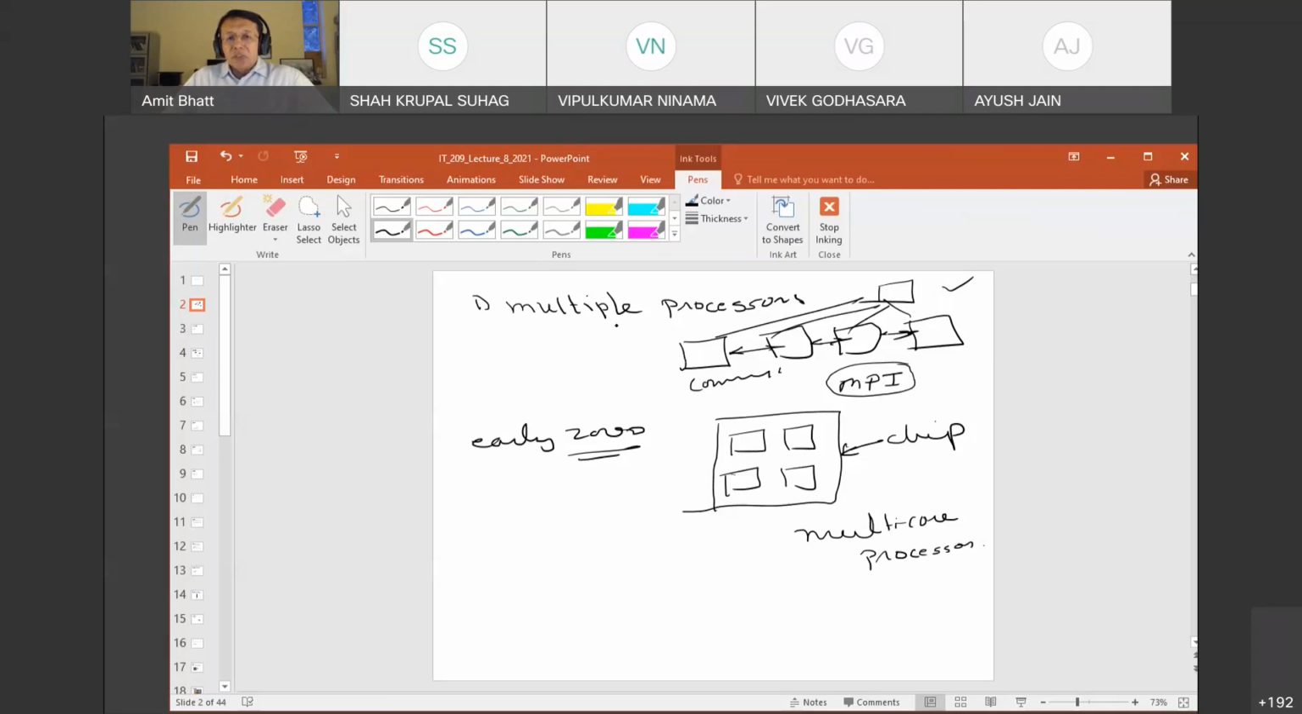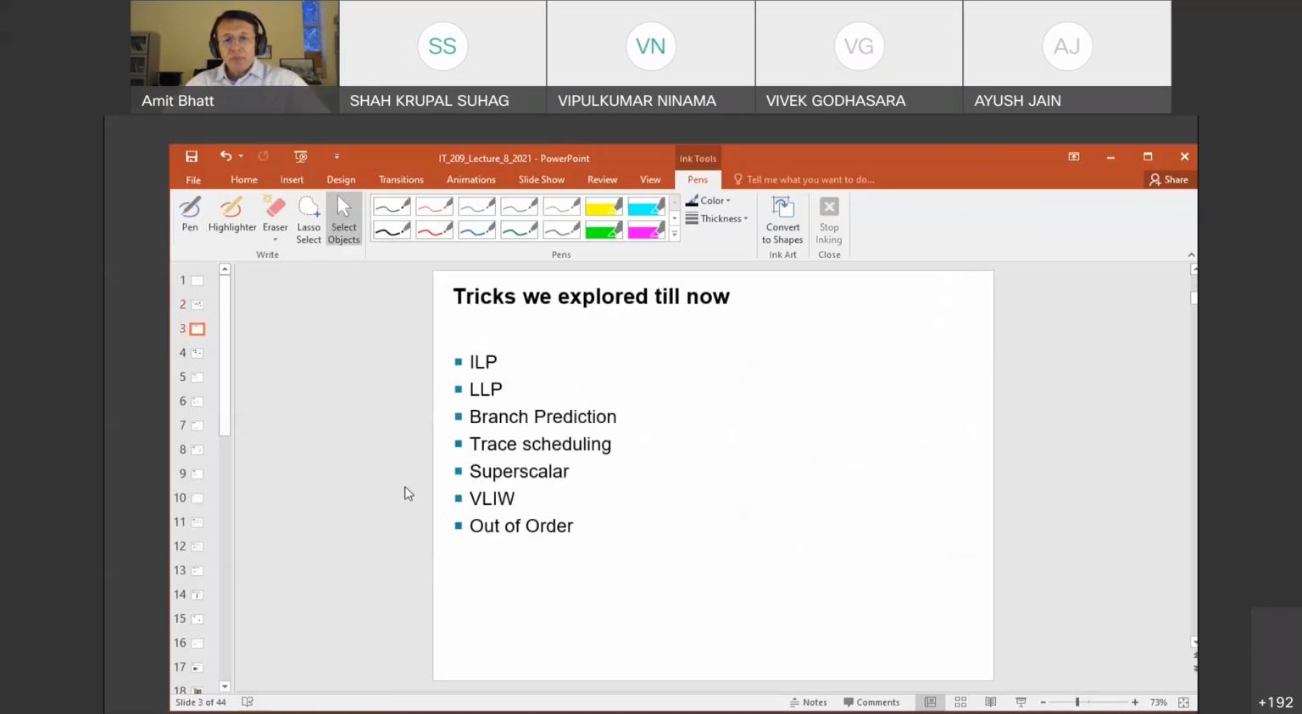But this trick was used from the 1970s only for supercomputers. So how did we make the journey from taking this idea to putting it in our laptop and desktop? That story comes here.